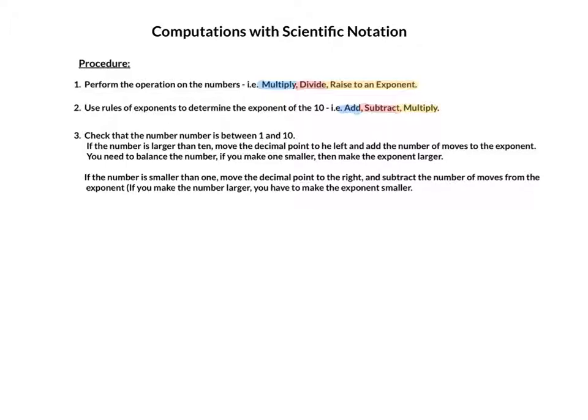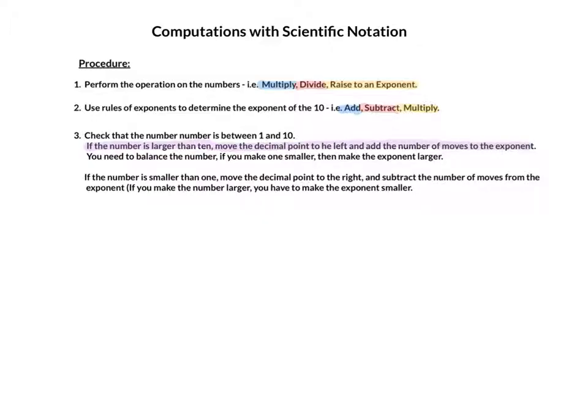So for multiplying, we will add the exponents. If we're dividing, we will subtract the exponents. For raising to an exponent, we will multiply. The last thing we want to do is check that the number portion is between 1 and 10.